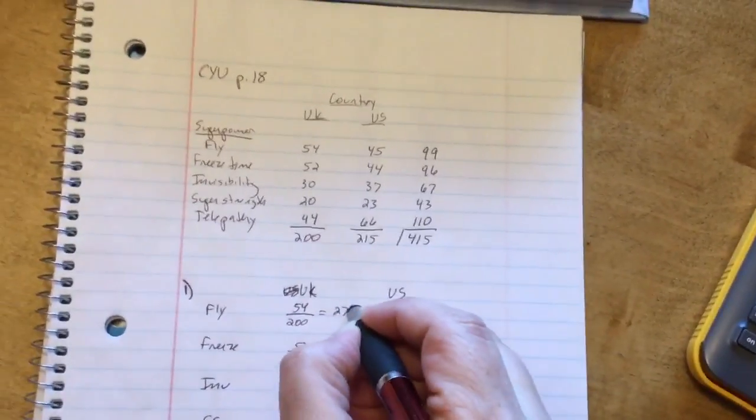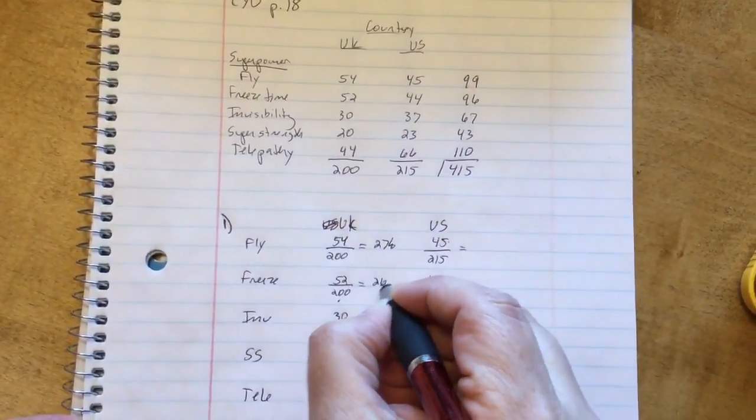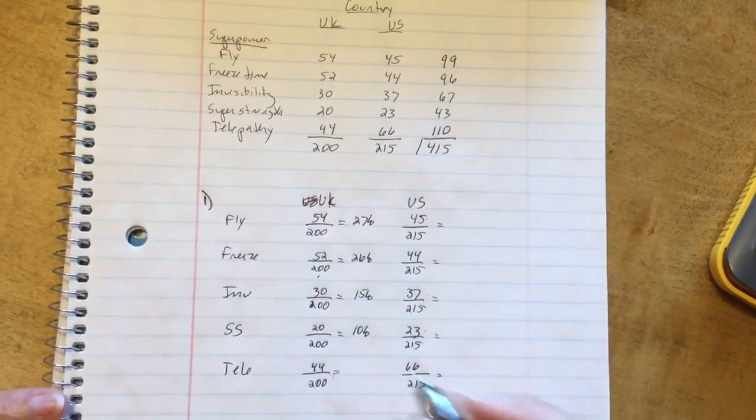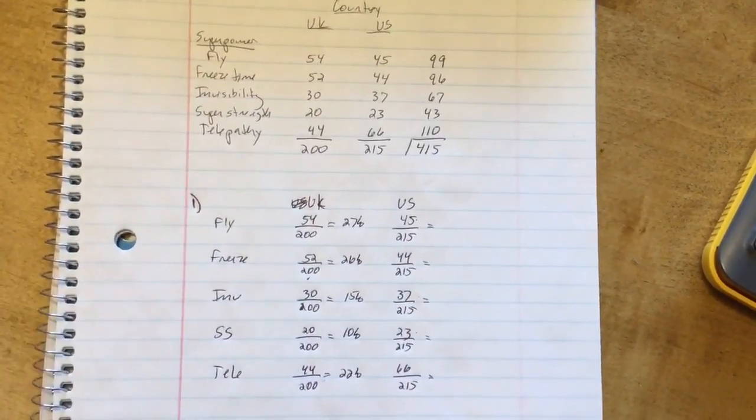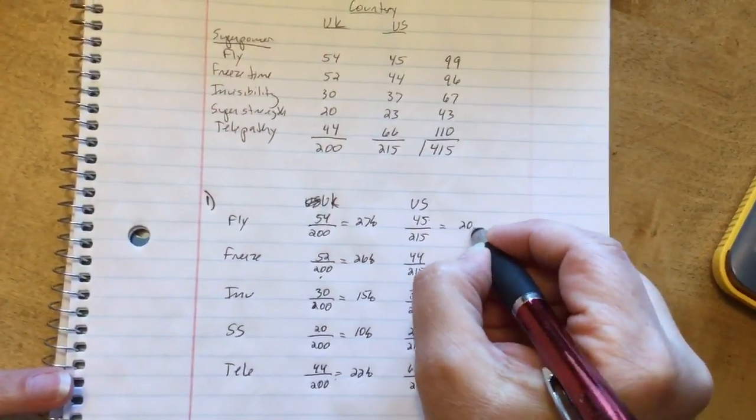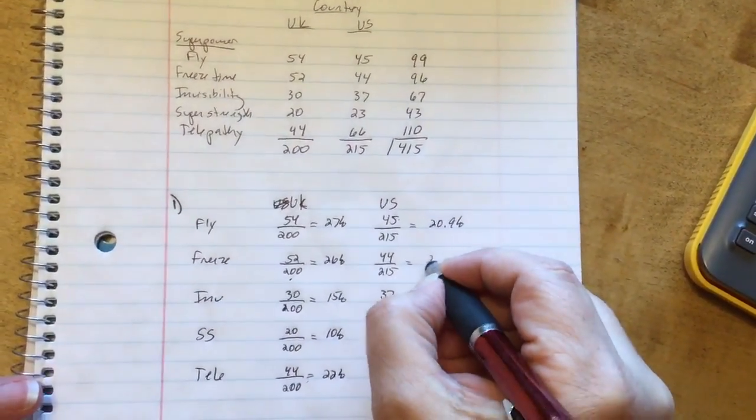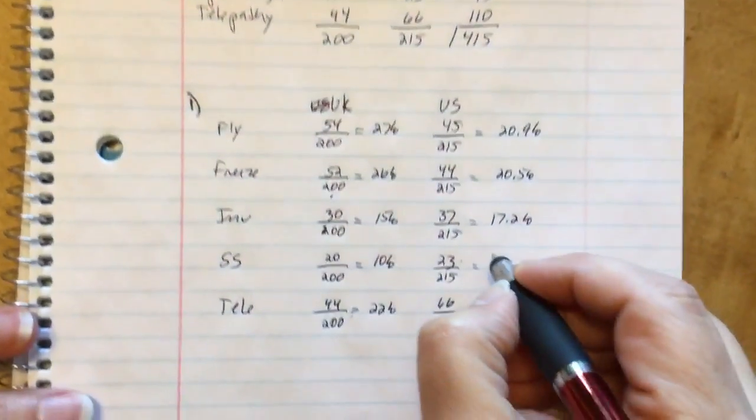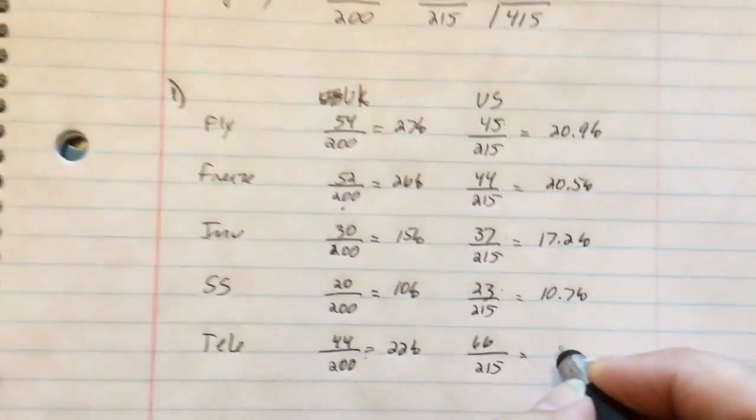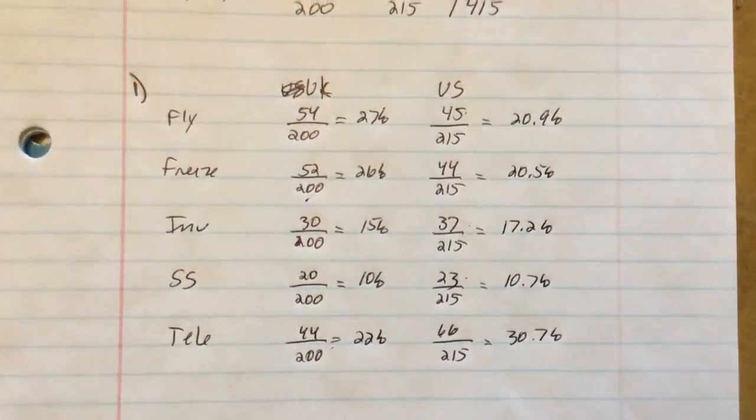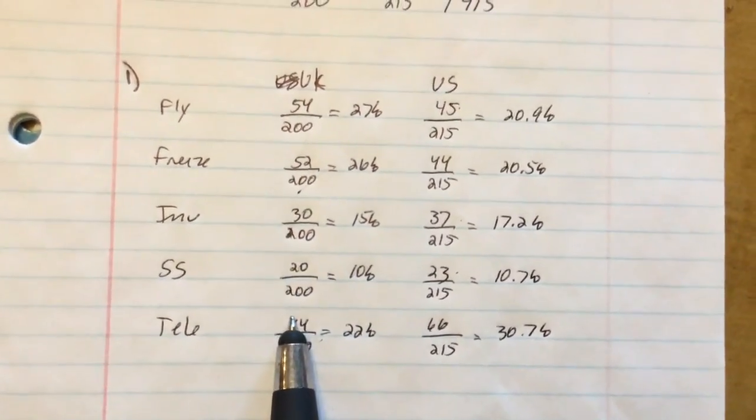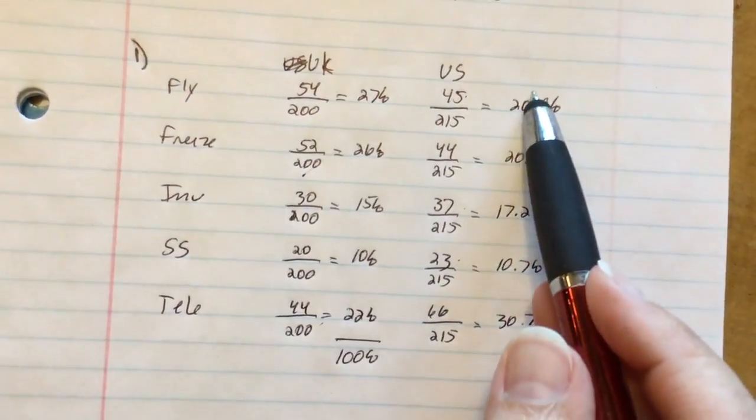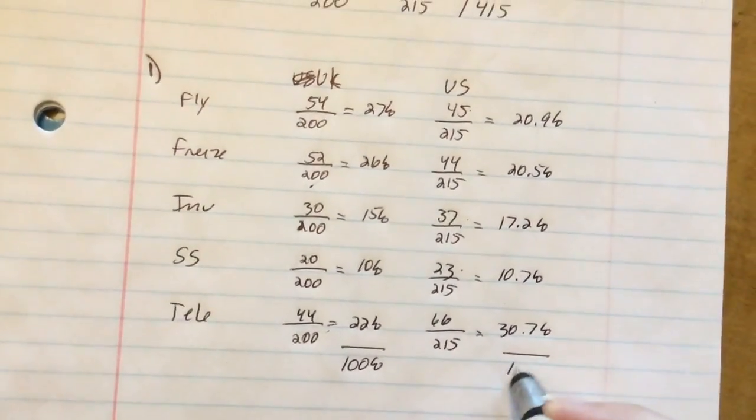Okay, so this is 27%. This is 26%, 15, 10, and 22%. Those were nice even percents. Now this, we got a round, so 20.9%, 20.5%, 17.2, 10.7, and 30.7. Okay, so since these were all of the UK students, all these should add up to be 100%, and they do. And these were all percentages of the U.S. students, so these also add up to be 100%.